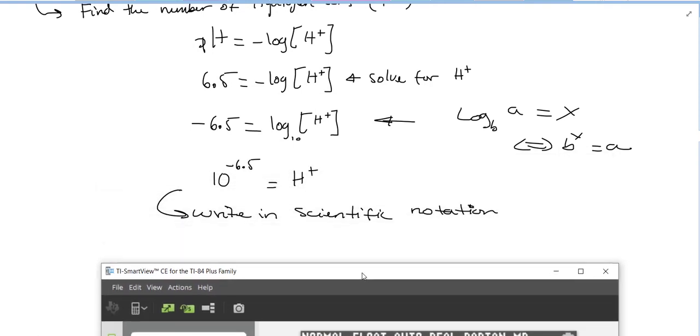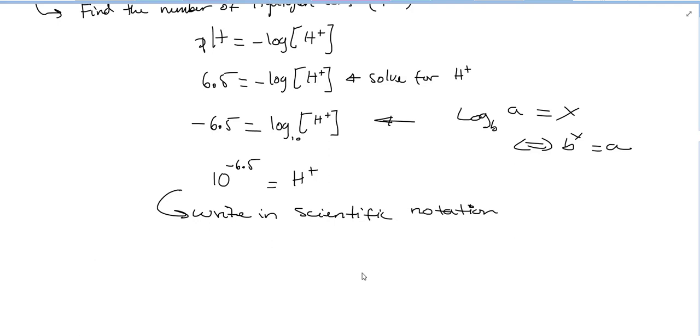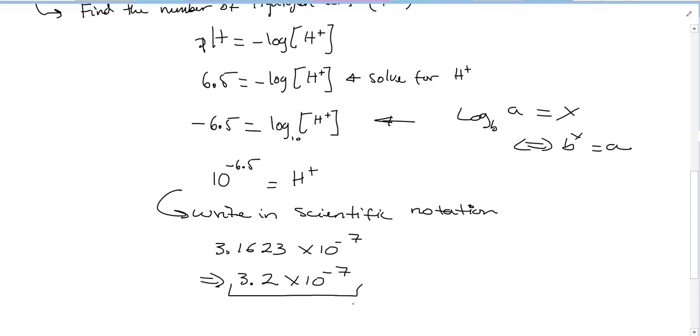So that is what I'm going to then write over here. This is 3.1623, I think is what we said, times 10 to the -7. Usually you'll just round to one decimal place. So then I will say this is 3.2 times 10 to the -7. And so this will be my actual scientific notation.